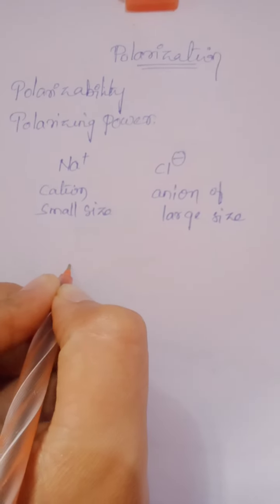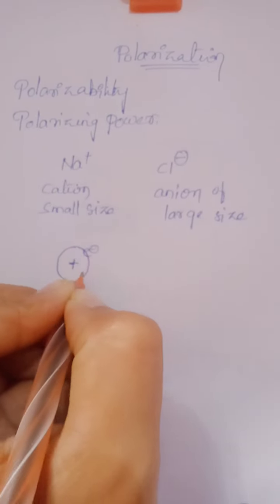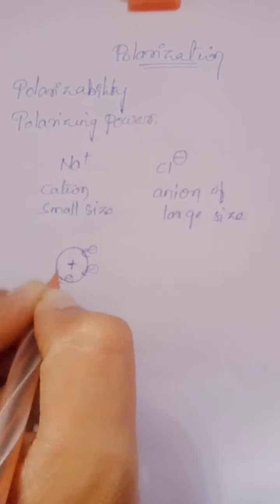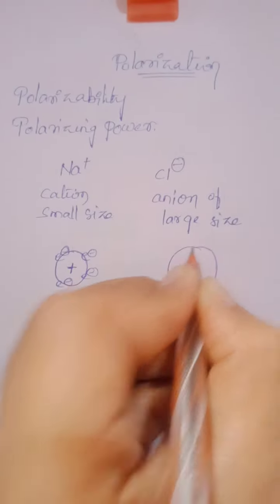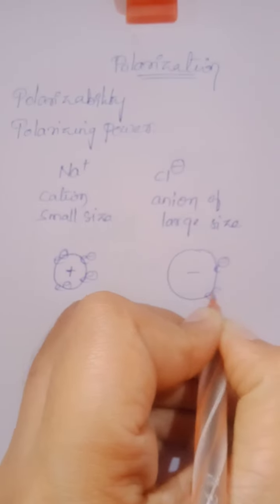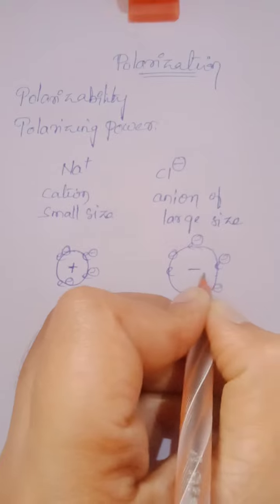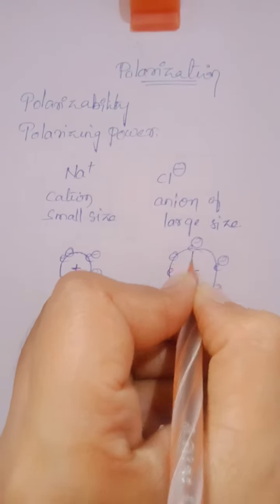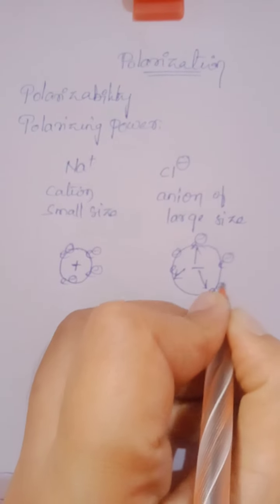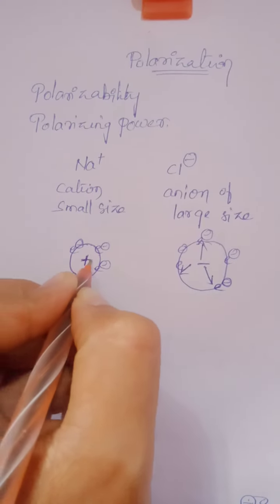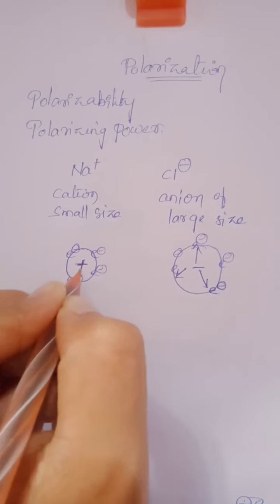Now, the cation contains a nucleus surrounded by electrons. The anion, which is large in size, contains electrons which are loosely packed, and these electrons are far apart from the nucleus. In the cation, the electrons are close towards the nucleus, and the distance between the nucleus and electrons is less.